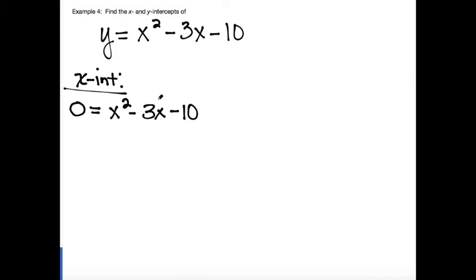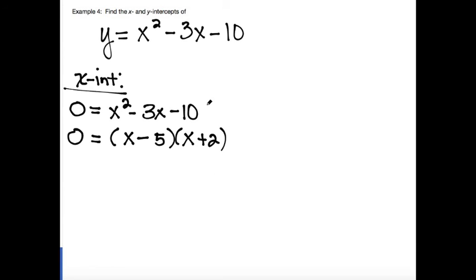Notice we have this quadratic equal to 0. If you recall back in previous sections, how do we solve something like this? Well, the first thing we need to do when we have it equal to 0 is factor. So take a minute and factor x squared minus 3x minus 10. The factors are going to be x minus 5 and x plus 2.